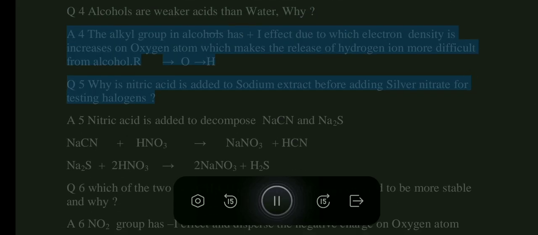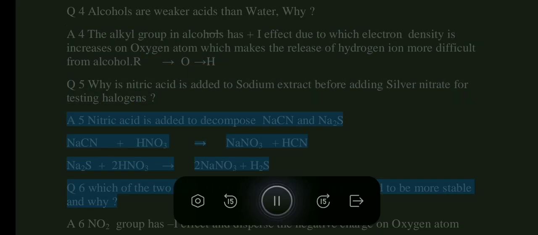A4 (continued): The +I effect increases electron density on the oxygen atom, which makes the release of hydrogen ion more difficult from alcohol. R→O→H. Q5: Why is nitric acid added to sodium extract before adding silver nitrate for testing halogens?